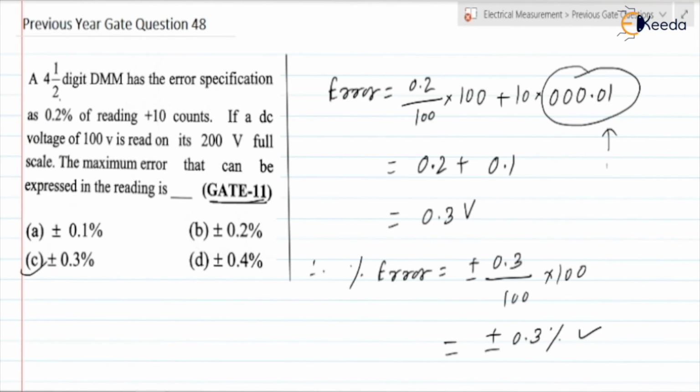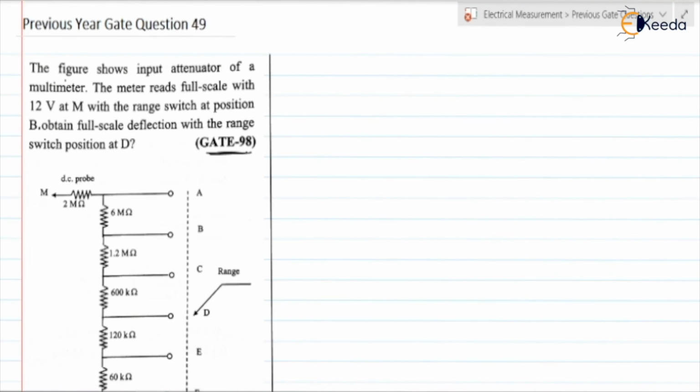Okay, we are having the 4.5 digit, so it is like 4 full digits and one half digit. Okay, so likewise. So friends, this is about the previous year GATE question number 48. Previous year GATE question number 49. Let us read the question.